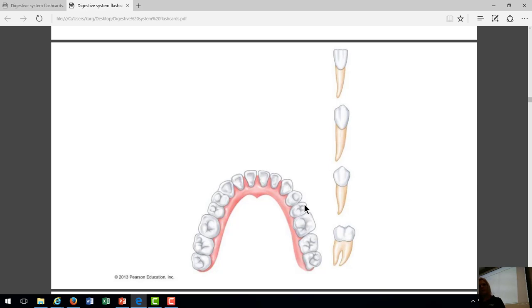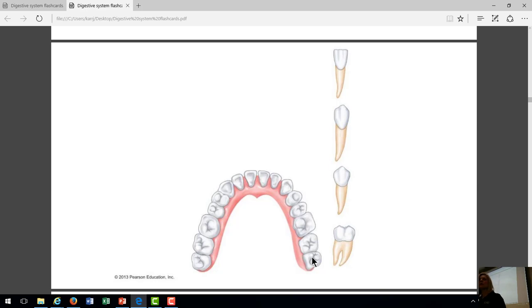And then we have the molars. So beyond that, there are 3 sets of molars, top and bottom. What do we call the back set that doesn't come in until about 16, 17? The wisdom teeth, yeah.